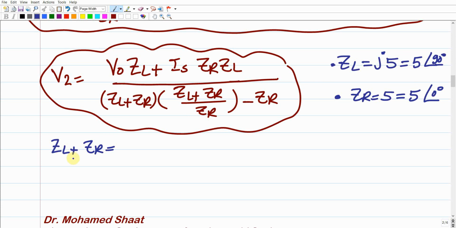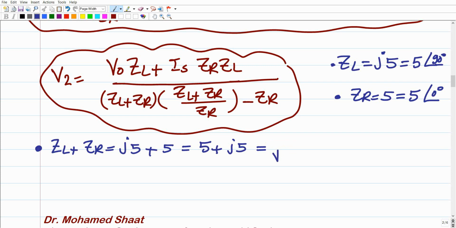For the addition of two complex numbers, we said that it should be done in the rectangular form. So that's why I'm just going to substitute for ZL by J5 in the rectangular form plus ZR, which is already 5. Then I'm going to convert this one. So this is the rectangular form: the real term is just 5, and the imaginary term is just 5. And what about its equivalent polar form?